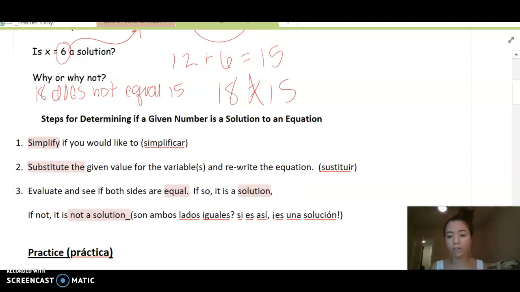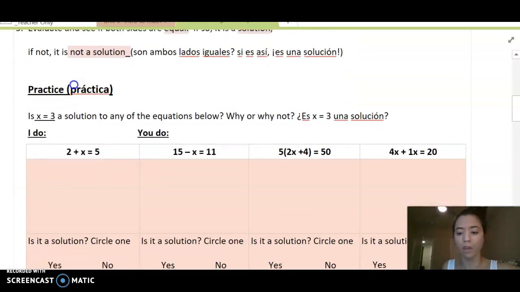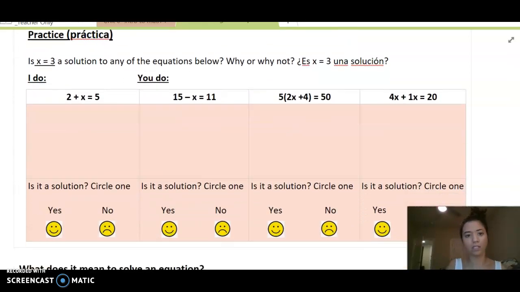So again, we're going to simplify if we want. We're going to substitute, plug in our given value. If it's equal, it's a solution. If not, it's not a solution. So we have some practice here. I'm going to do the first one, and then you guys will do the next 3 on your own.